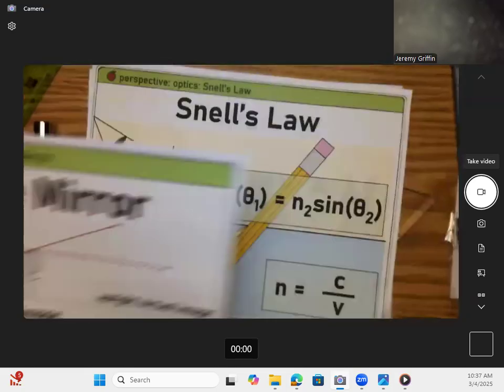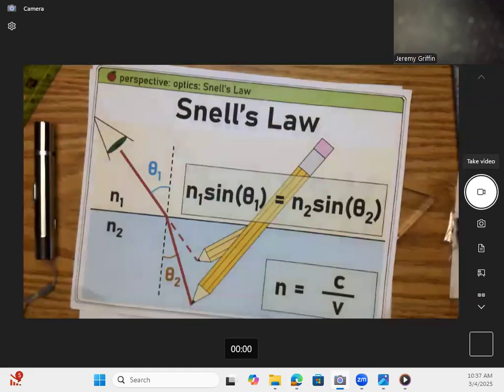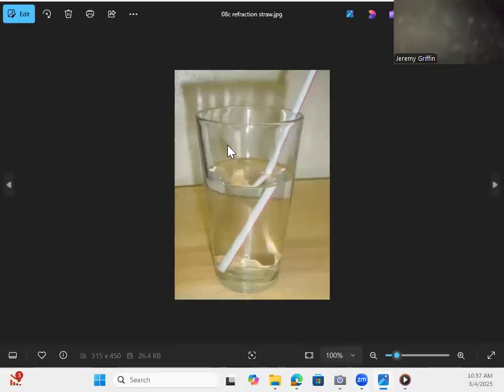All right, now we're ready to switch over and do something new, which is refraction. Refraction. So what have I got for refraction? You guys ever put a straw in a glass of water and it looks like it's all bent?